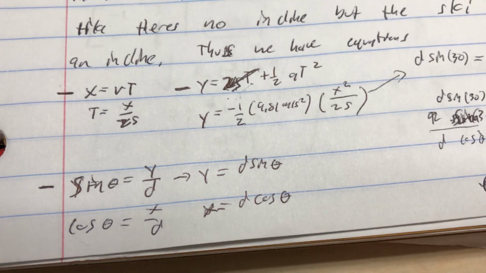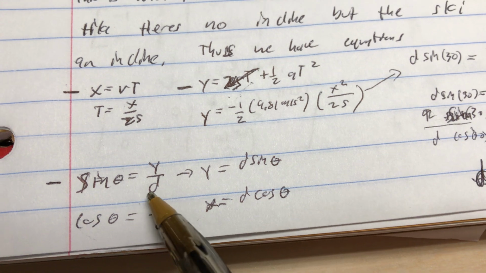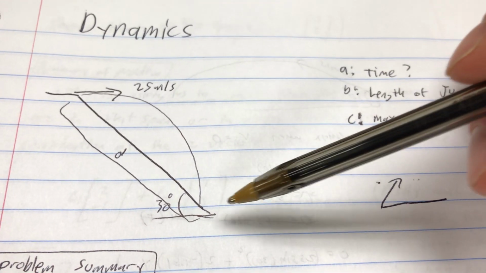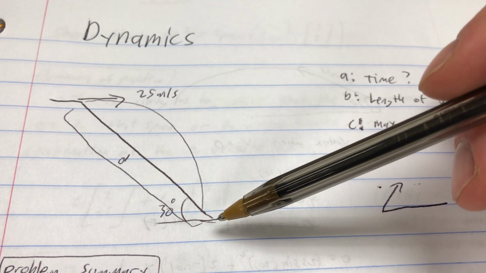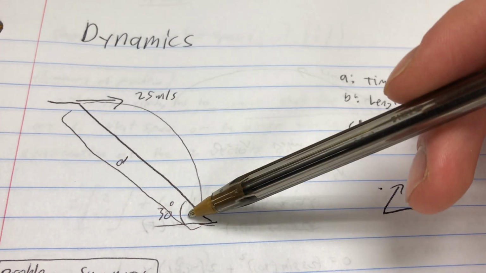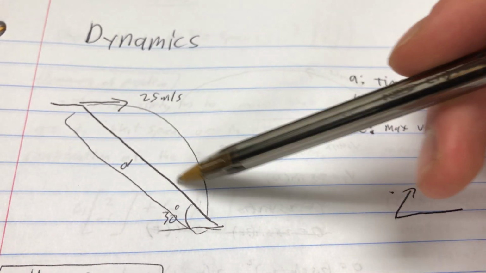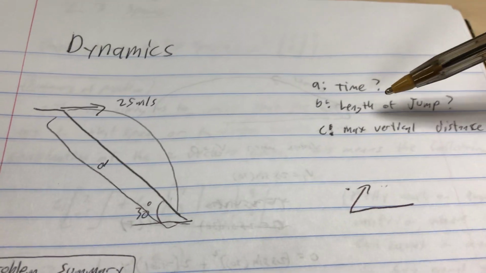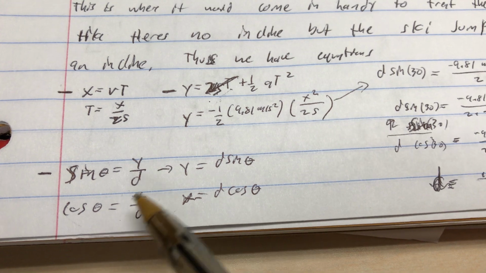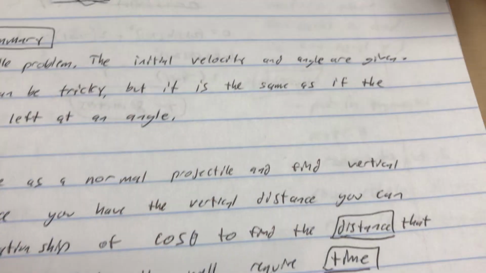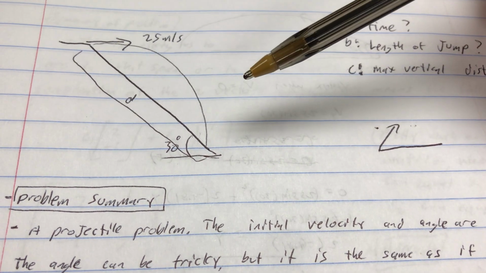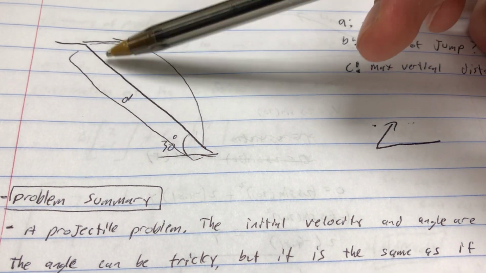Some extra equations that we want to know about is that sine of theta is equal to y over d. So the sine of this theta is going to be the vertical distance that he lands divided by the length that he goes, which is what we're looking for. And then the same relationship with cosine, just x over d now. In that case, the horizontal distance over the length of the jump.